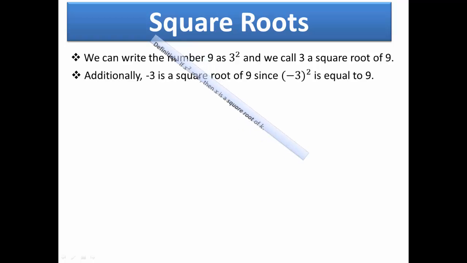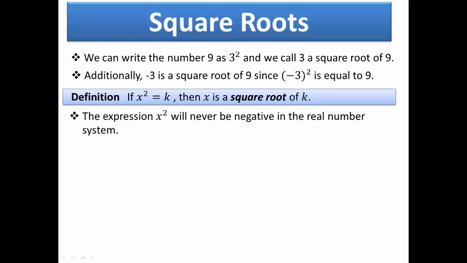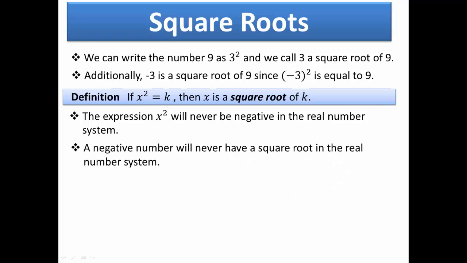We will now look at the definition. If x squared equals k, then x is a square root of k. All this says is if you have a number x and you square it and it equals another number k, then x is a square root of that number k. It is important to remember that x squared will never be negative in the real number system. Because of this, a negative number will never have a square root in the real number system.